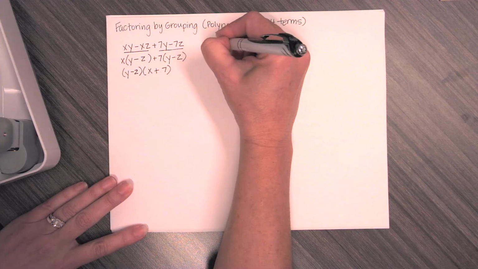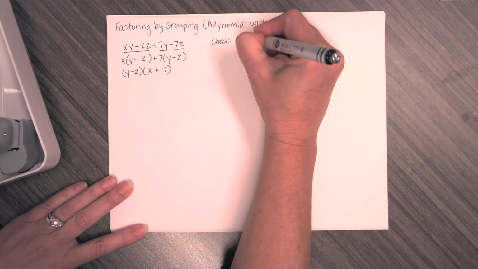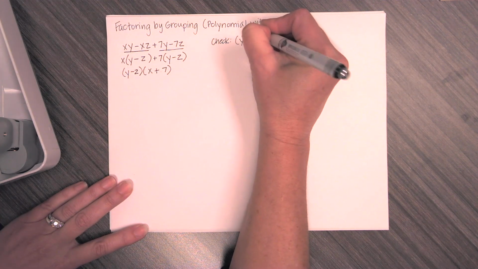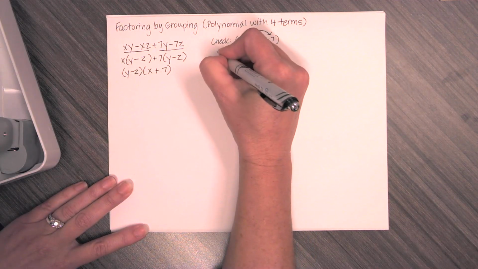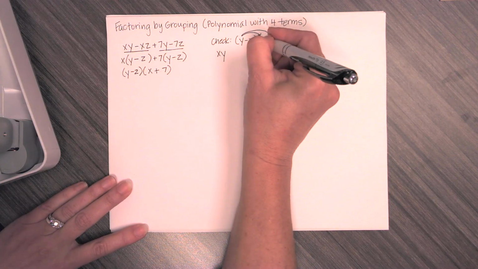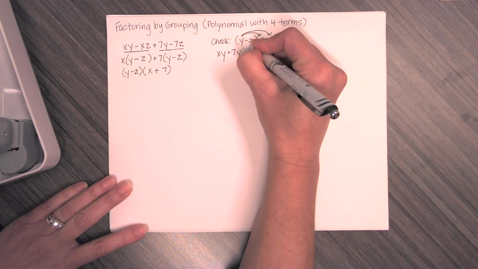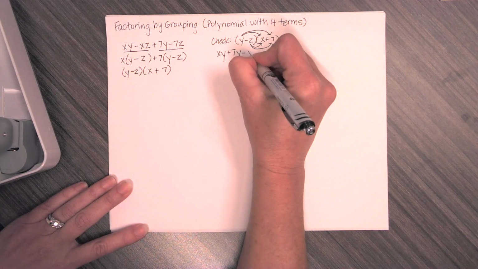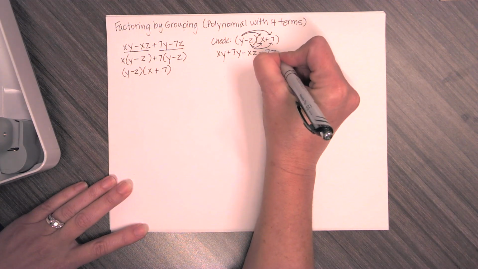Now, if we wanted to check that, we could multiply these two binomials back together using FOIL or the distributive property. I'm going to take the y and distribute it through the second set of parentheses. Y times x, you can put yx, but I just like to put my letters in alphabetical order: xy. Y times 7 is 7y. Then I'm going to come back and distribute my negative z. Negative z times x is negative xz, and negative z times 7 is negative 7z.